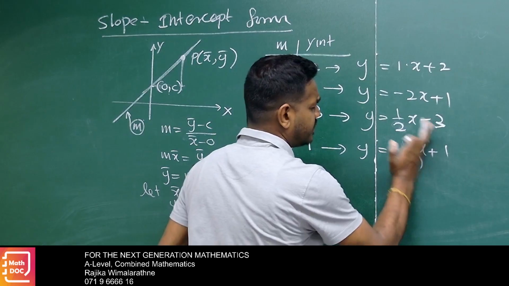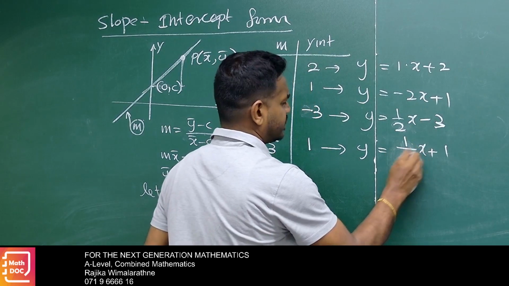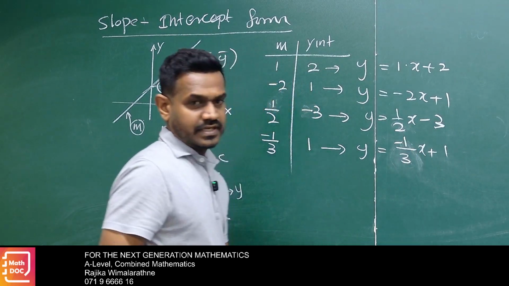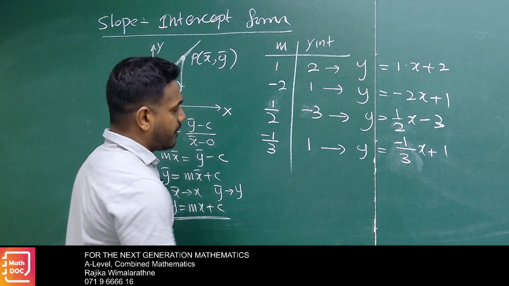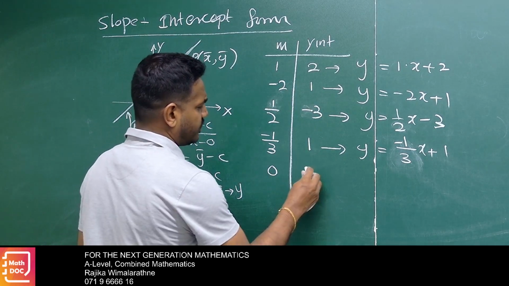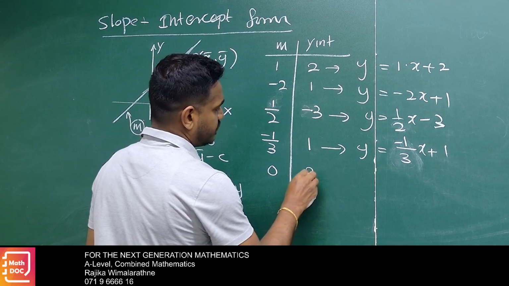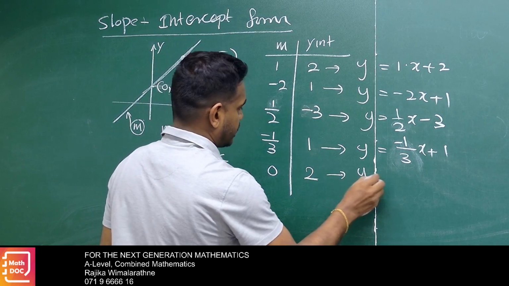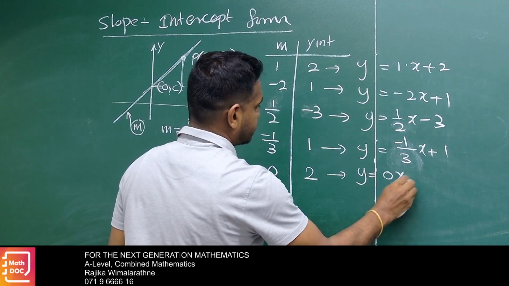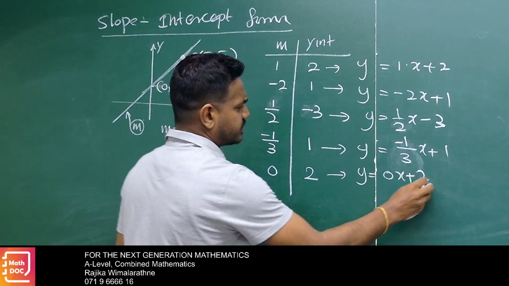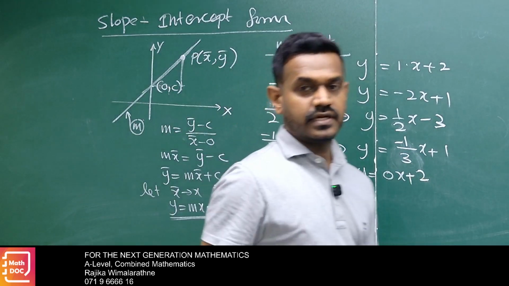Here this one is just minus 1/3. Then take gradient 0 with intercept 2: y equals 0x plus 2, then that is y equals 2. Write them soon.